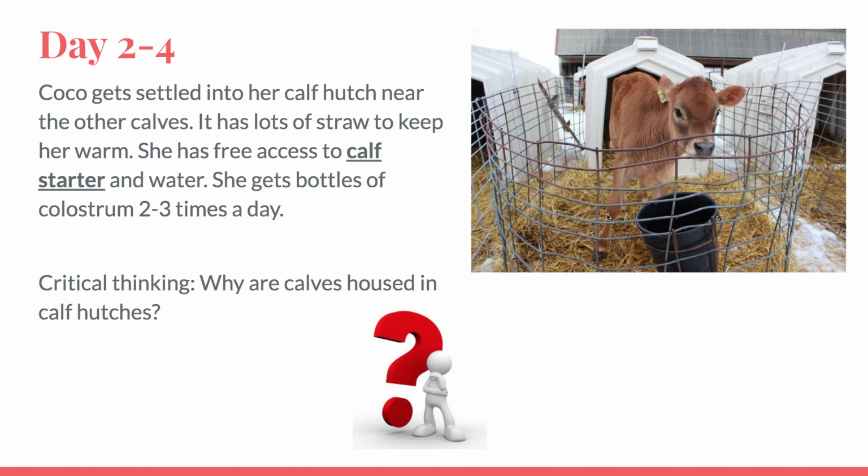Some other reason why we keep them in the calf hutch, guys, it's so the farmer can care for each calf individually. I can make sure that that calf drinks its whole bottle, and I can see what its poop looks like. I like to see if it has scours. Remember that diarrhea? Little calves are really prone to scours, and if they catch scours, they can actually die from it. It's the number one killer of calves. So I want to see everything coming in and going out of that calf.